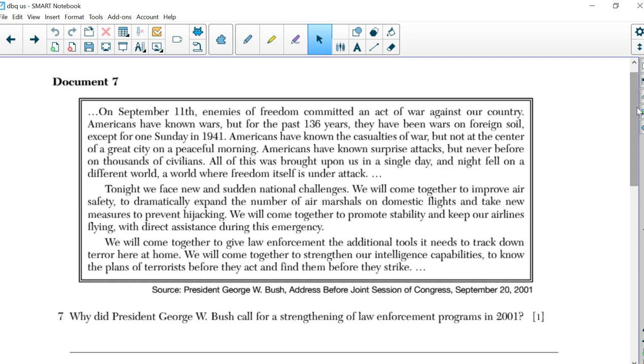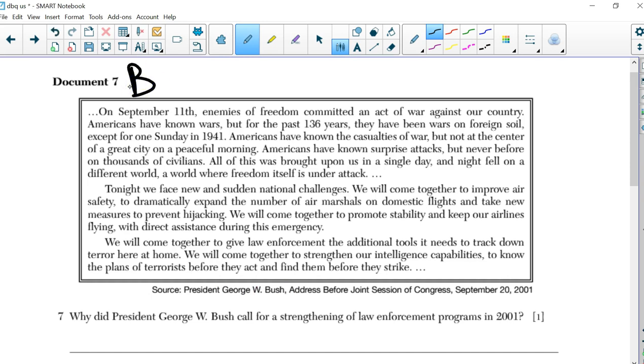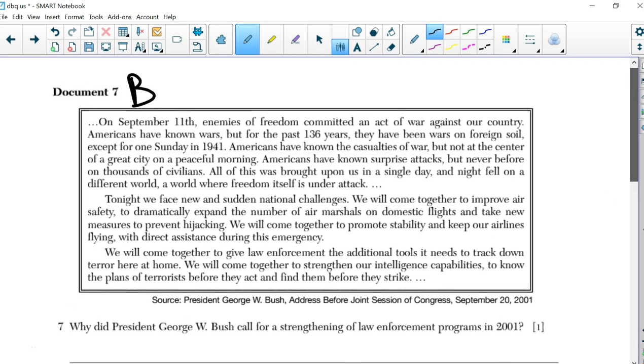And I've seen them label them. So if it was Abraham Lincoln, FDR, and George Bush, right? They would go, oh, document 7, who's it about? Here's my source. Look, President George W. Bush. So they would put a B next to it so they remembered that it was about Bush. Okay? So let's take a look. What do we do first?